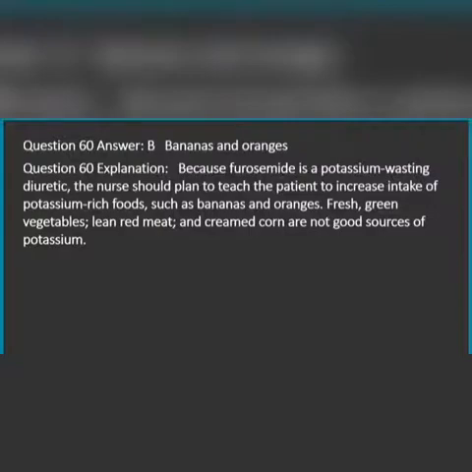Question 60 Explanation: Because furosemide is a potassium-wasting diuretic, the nurse should plan to teach the patient to increase intake of potassium-rich foods, such as bananas and oranges. Fresh, green vegetables, lean red meat, and creamed corn are not good sources of potassium.